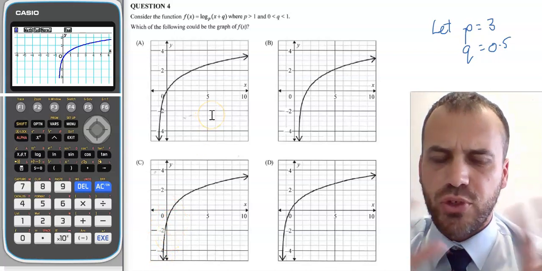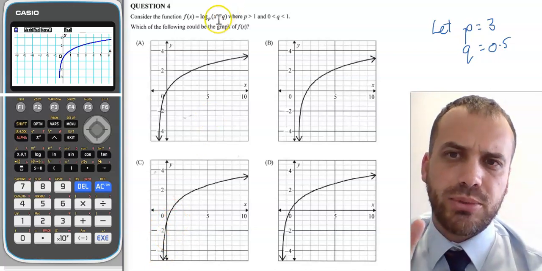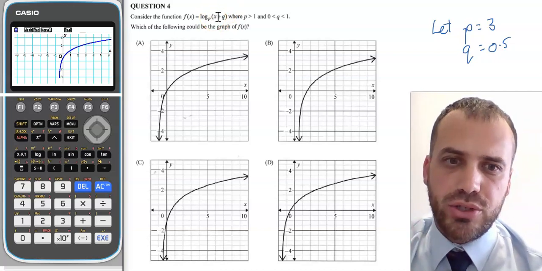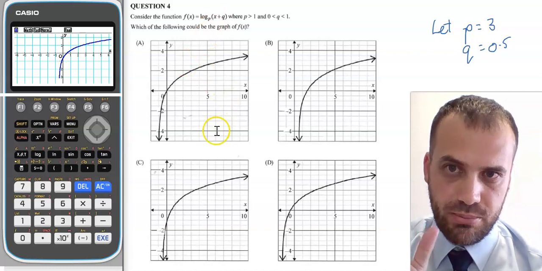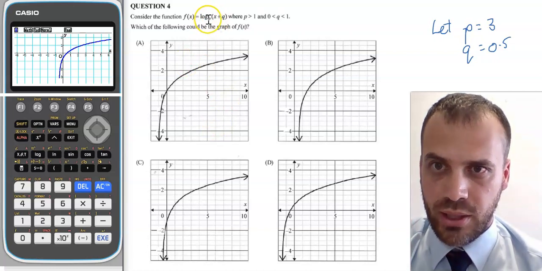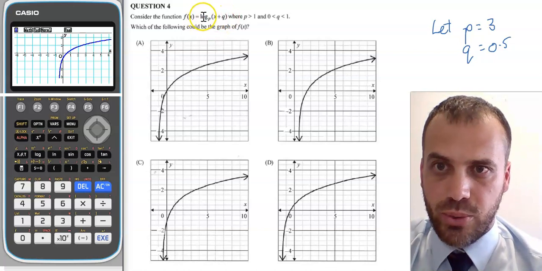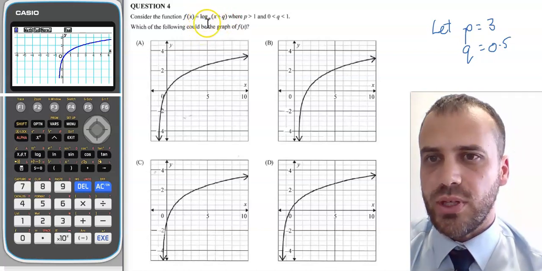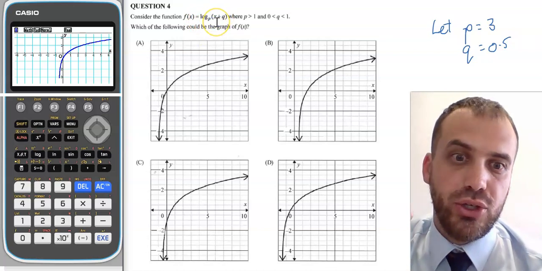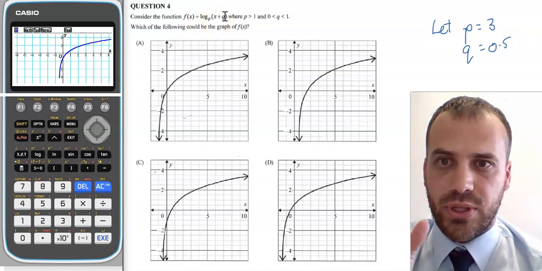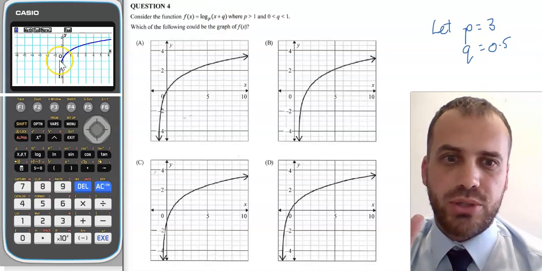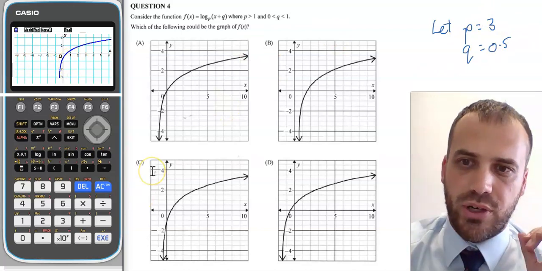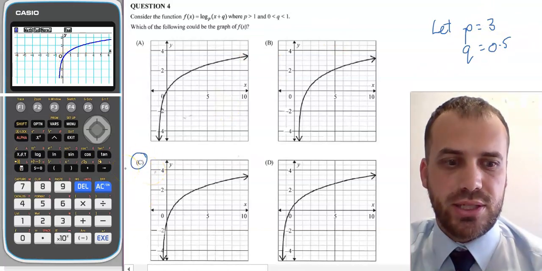So I've used my calculator here. You should have been able to do this just by thinking about transformations, but I'm trying to use my calculator to help myself out as much as I can. You can just look at this and say, well, I know what the equation of log base 10 x looks like. So I know that if I shift it by q, I'd be shifting it to the left, right? But I'm using my calculator. I've used some concrete examples. I'm feeling very confident my answer is C.